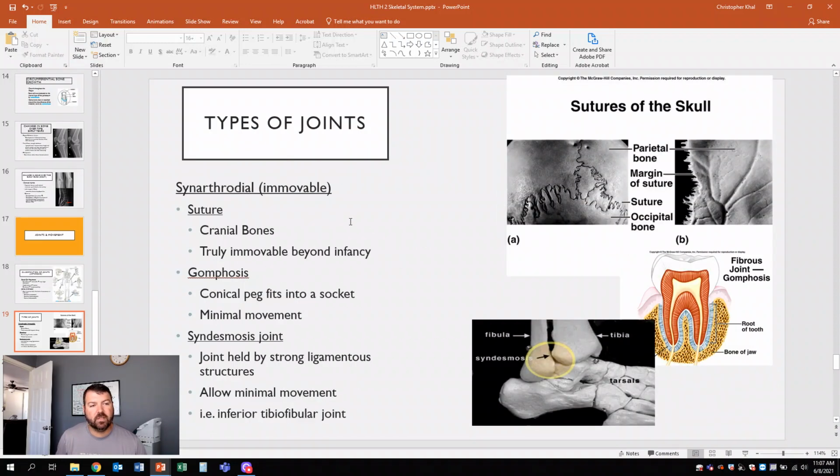All right. So first we have your synarthrodal, or your immovable joints. We have, like, the sutures of the skull. So these are still a joint. It connects one bone to another, but no motion occurs.